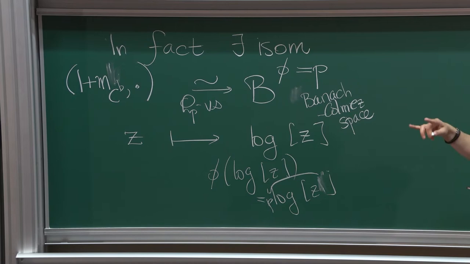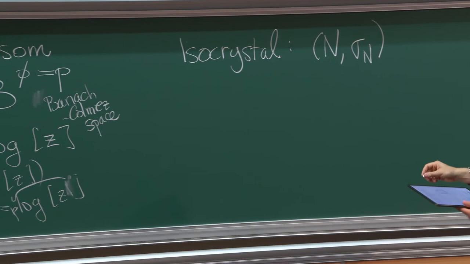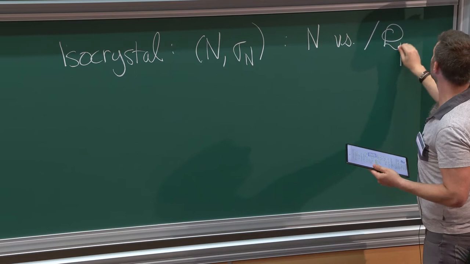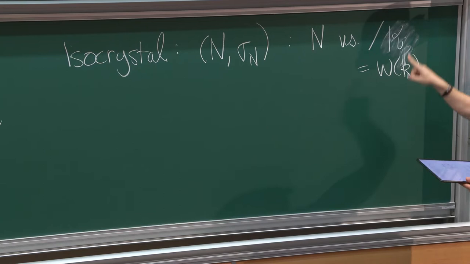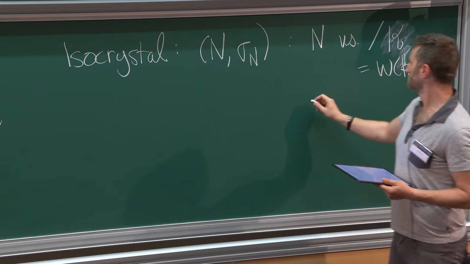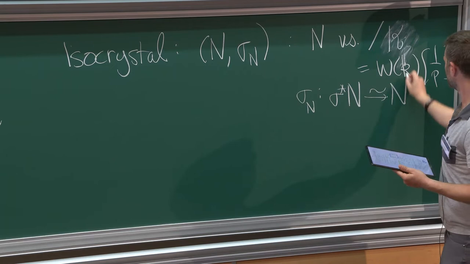An isocrystal would be a pair (N, sigma_N), where N is a vector space over, I called the field k before. Yeah, that's fine. This is going to be W(k)[1/p], where little k is the residue field of C. And then I invert p. Okay. And then I have an isomorphism from the Frobenius pullback to itself.